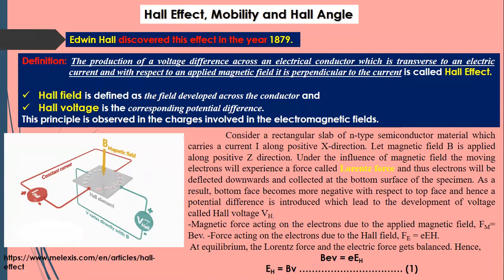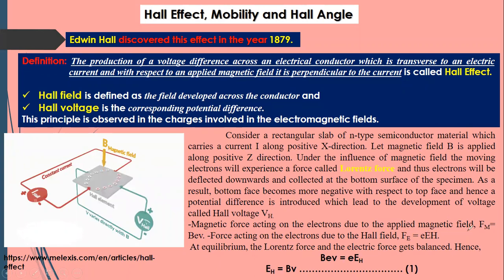This phenomenon is happening, and as a result the bottom face becomes more negative with respect to the top face, and hence a potential difference is introduced, and that potential difference we can measure as the Hall voltage. Here the magnetic force acts on the electrons due to the applied magnetic field.